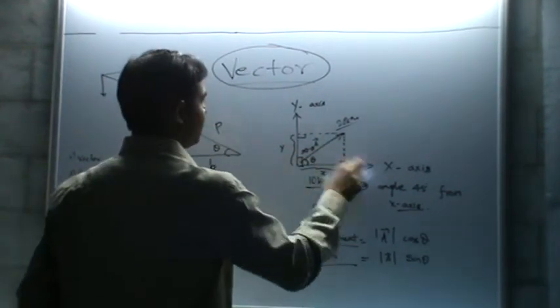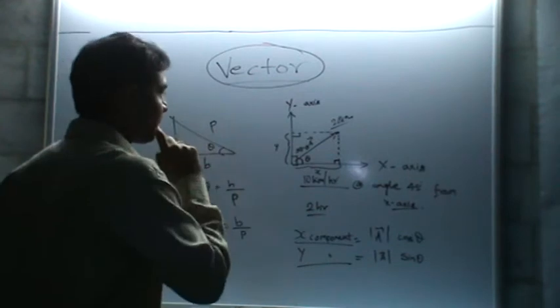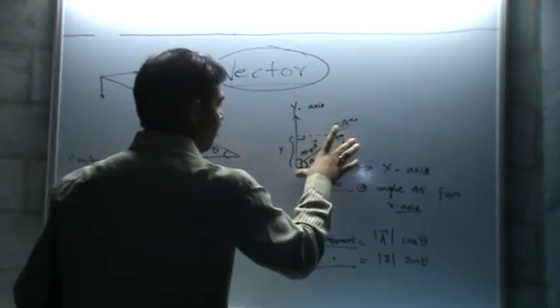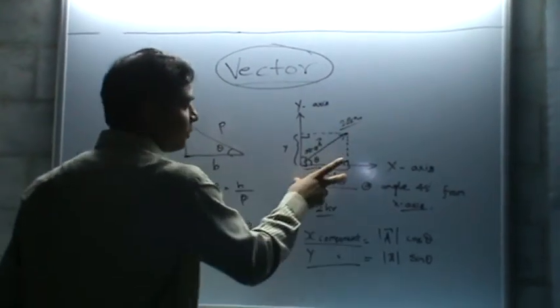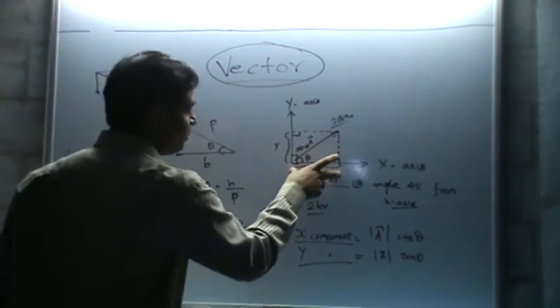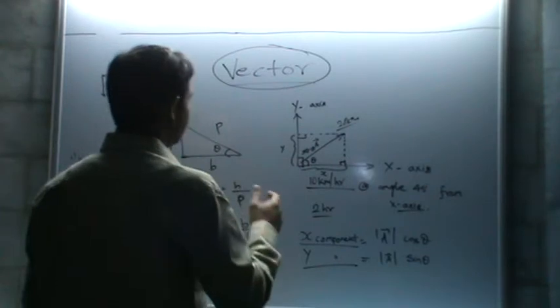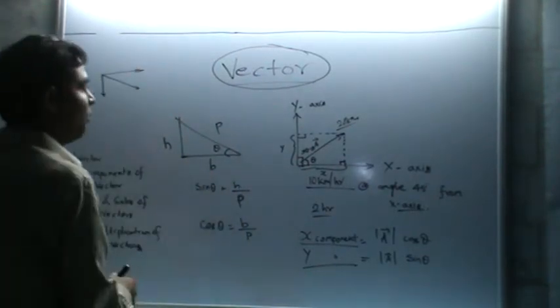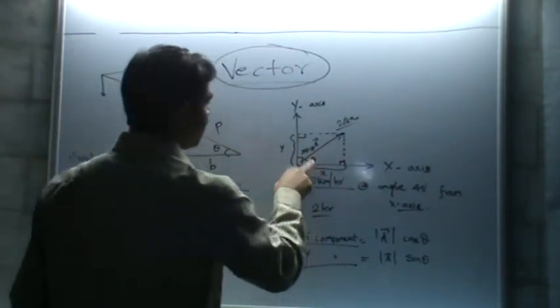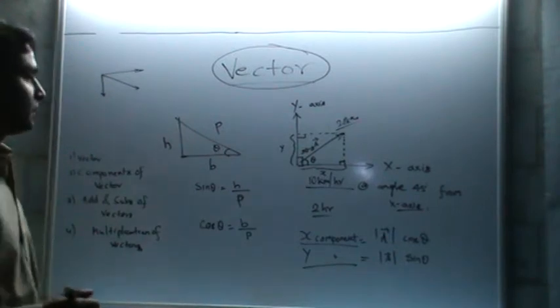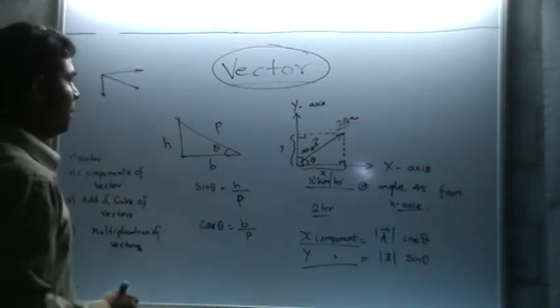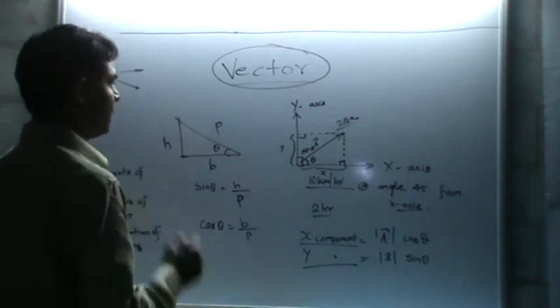X-axis and y-axis. When we have a vector in a different direction, we break it into 2 components, the x component and the y component. Okay, and we use the simple triangle formula to find what the x component and the y component are.